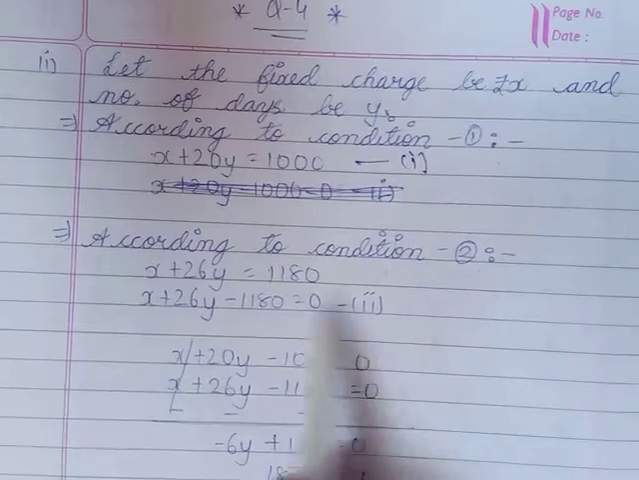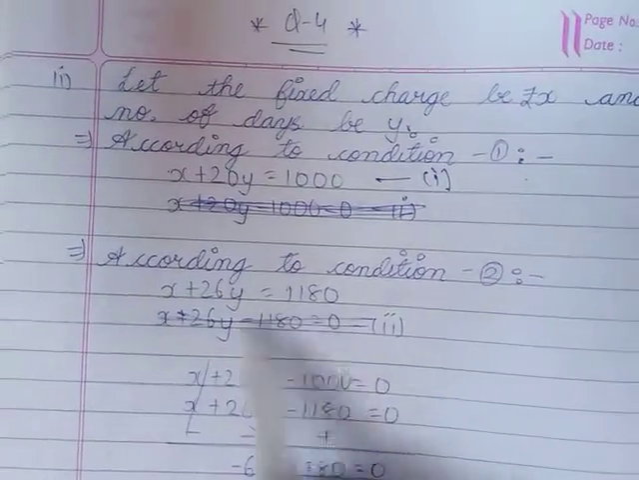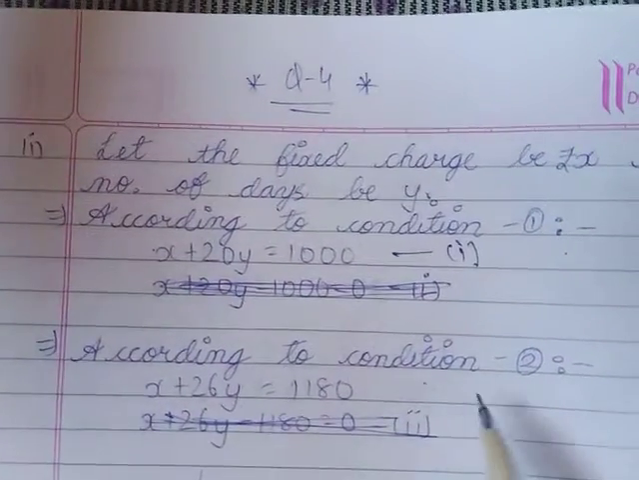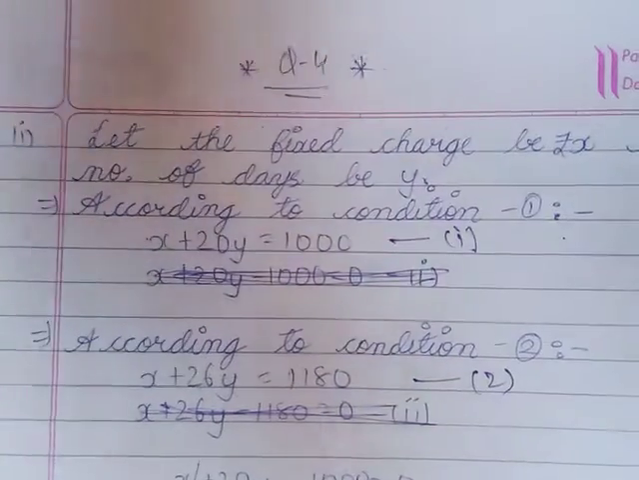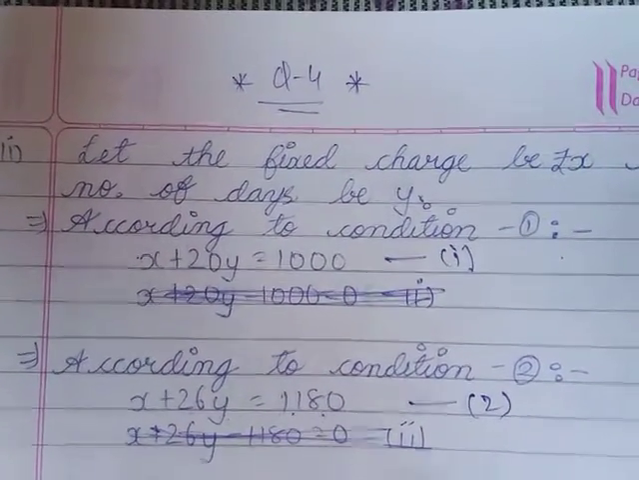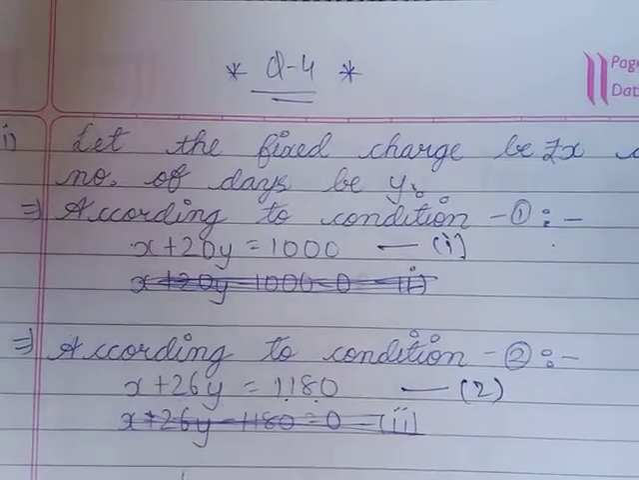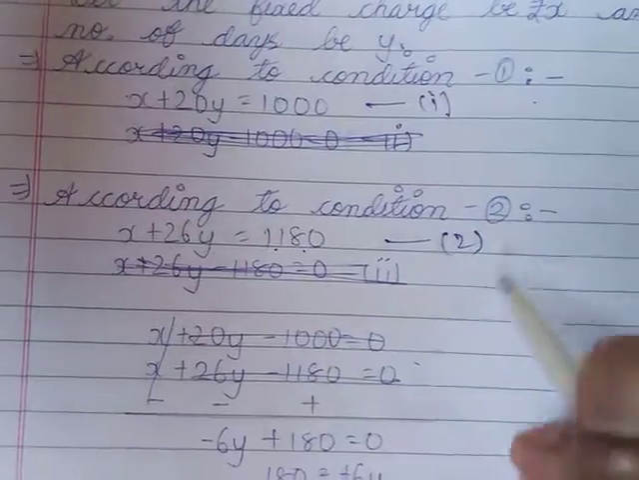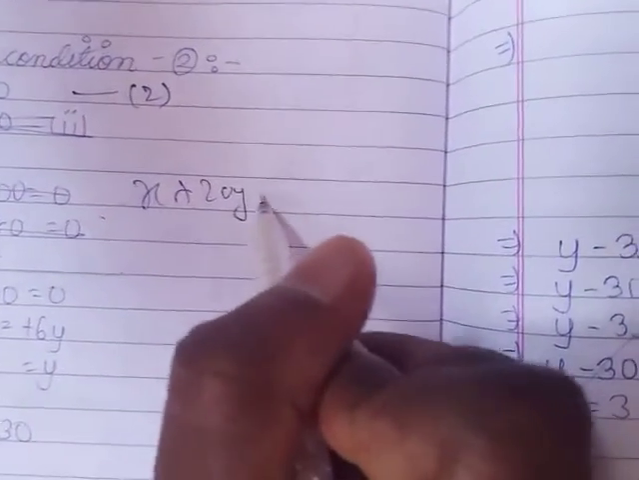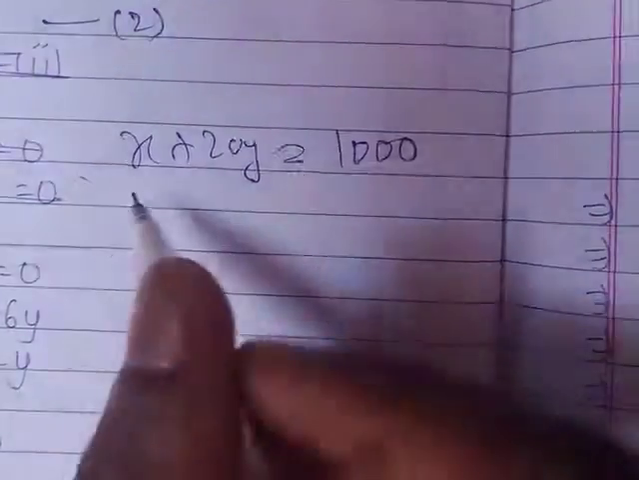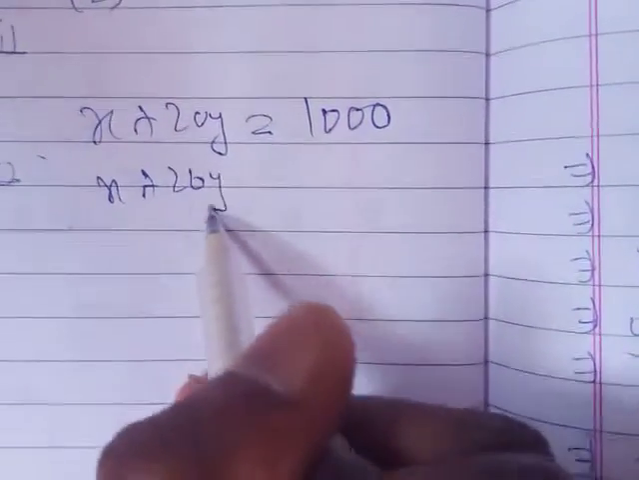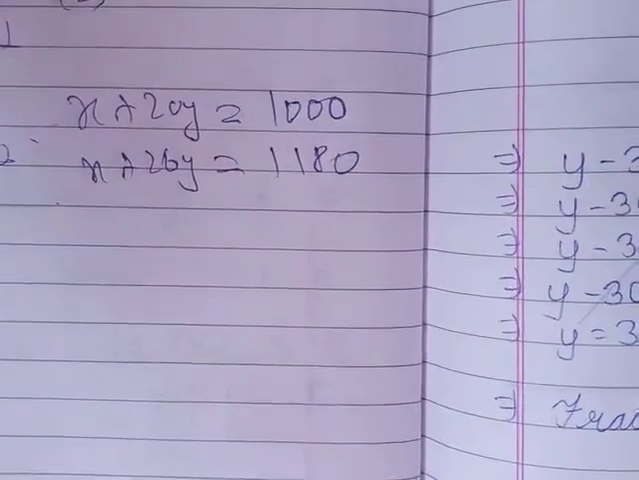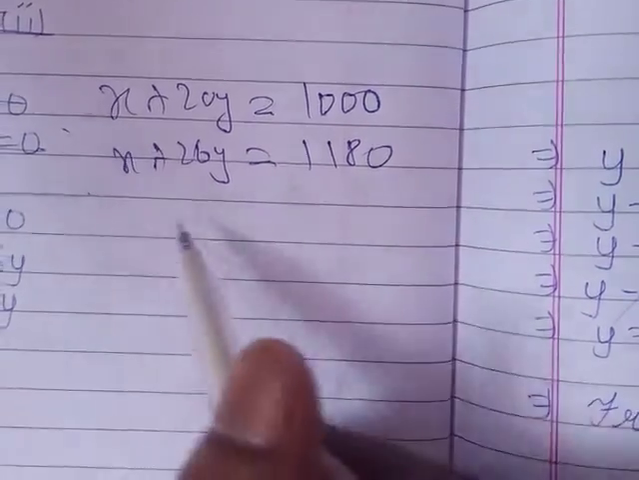According to the second condition, she took meals for 26 days. So x plus 26y is equal to 1180. You put x plus 20y is equal to 1000 and x plus 26y is equal to 1180. Then solve it by the elimination method. If you change the sign, it will cancel.